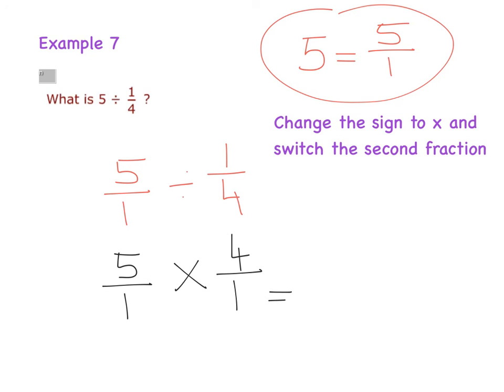And I can go on, and I will do my fraction line here, and I will multiply 5 multiplied by 4, which will give me 20. And the bottom is 1 multiplied by 1, which will give me 1. And any number over 1 is just a whole number, and that represents 20.